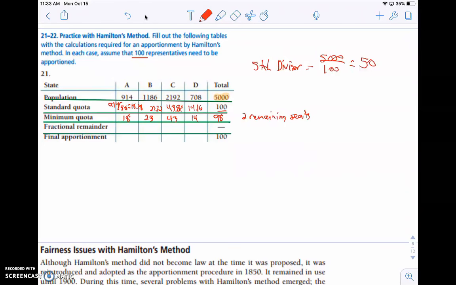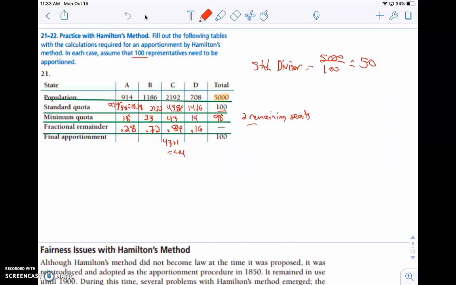So the fractional remainders: state A was 0.28, state B was 0.72, state C was 0.84, and 0.16 for D. The extras, the 2 remaining seats, are going to go to the 2 highest. The first one is the 0.84, so state C has at minimum 43 plus 1 more, so it gets 44.